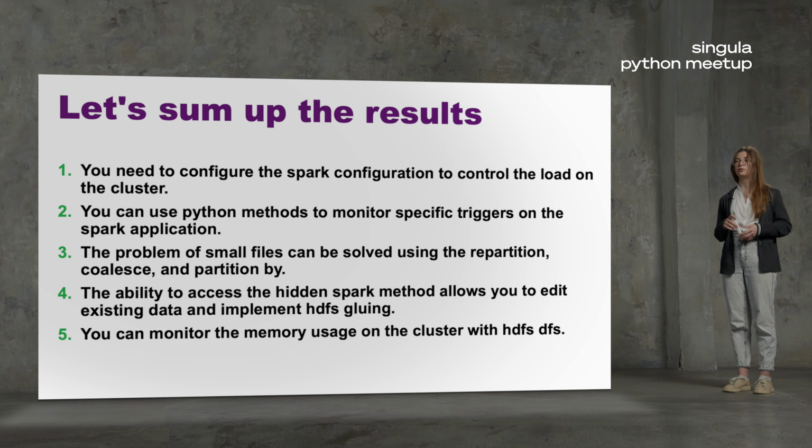You need to configure the Spark configuration to control the load on the cluster. You can use Python methods to monitor specific triggers on the Spark application. The problem of small files can be solved using the repartition, coalesce, and partition by. The ability to access the hidden Spark method allows you to edit existing data and implement HDFS gluing. You can monitor the memory usage on the cluster with HDFS DFS.